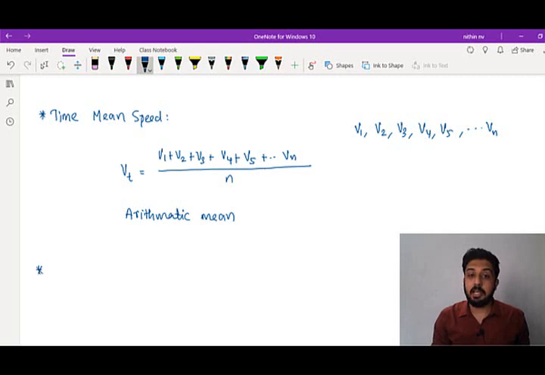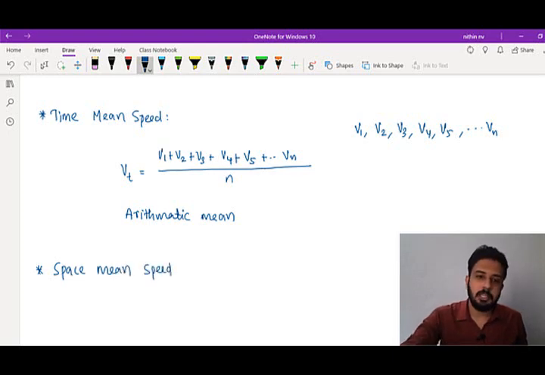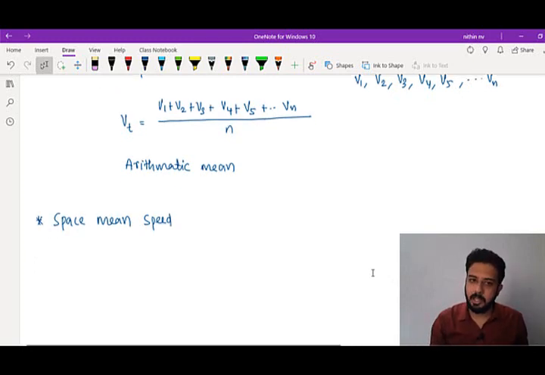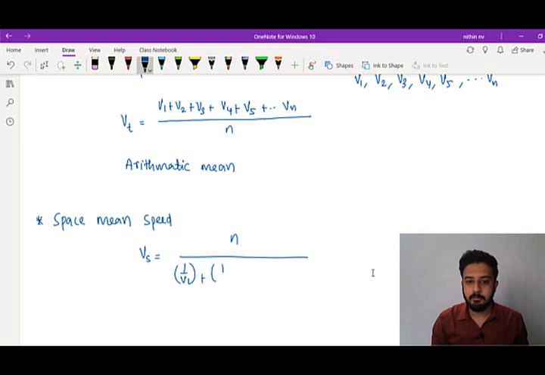Then there is another definition, which is space mean speed. Now what do you mean by space mean speed? It is nothing but the harmonic mean. What do you mean by harmonic mean? If you denote it as Vs, then if there are n vehicles, it is n divided by 1 by V1 plus 1 by V2 plus 1 by V3, whatever the number of vehicles, up to 1 by Vn. Understood? So this one we call the harmonic mean.